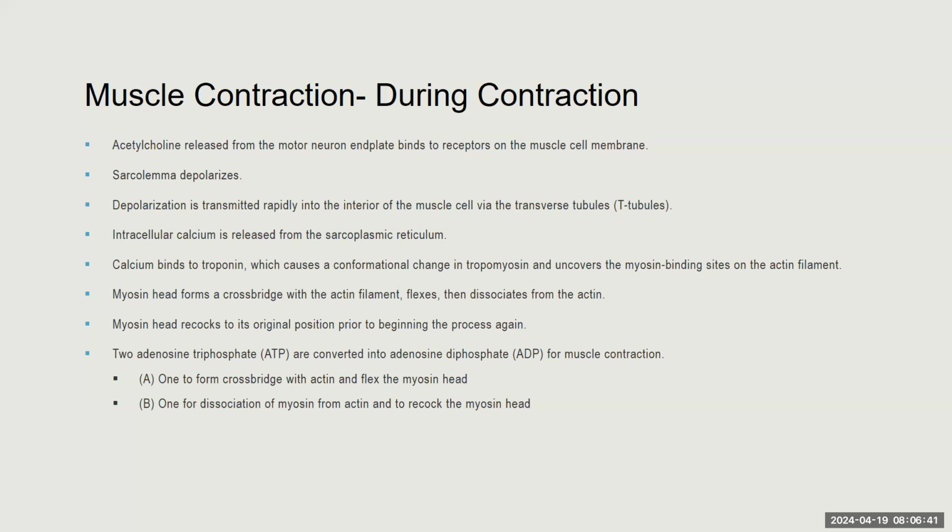The myosin head then forms a cross bridge with the actin filament, flexes, and dissociates. The myosin head then recocks to its original position, and the whole cycle starts over again. It takes 2 ATP each time you do this, because you need 1 ATP to form the cross bridge and flex, and you need 1 ATP to dissociate the myosin from the actin so it can recock.